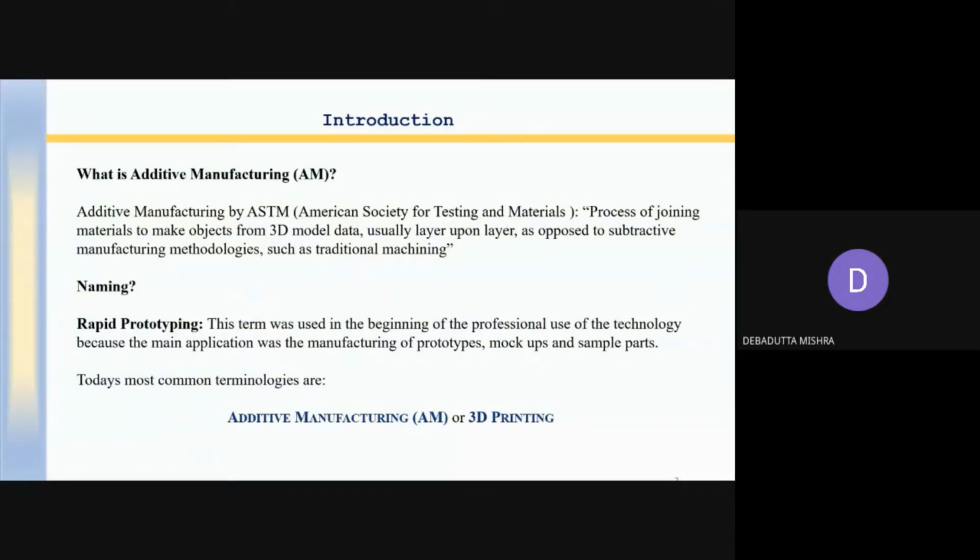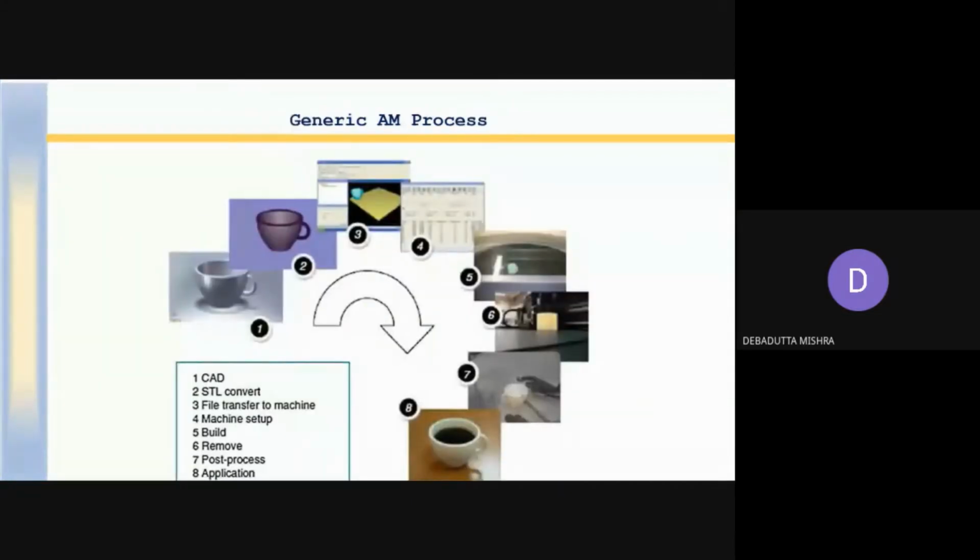And people call it by many names. It started in fact with rapid prototyping, then it took the name of 3D printing, then rapid manufacturing, additive manufacturing, and so many things. But all the things are the same. And what is the process? If we want to make a coffee cup like this or a teacup like this, it consists generally of 8 processes.